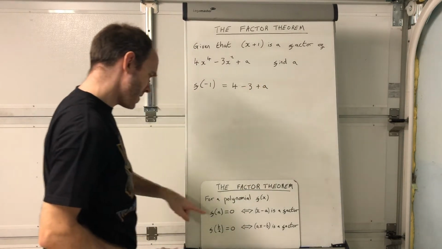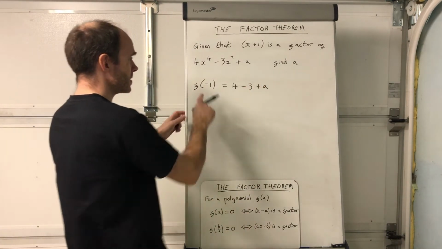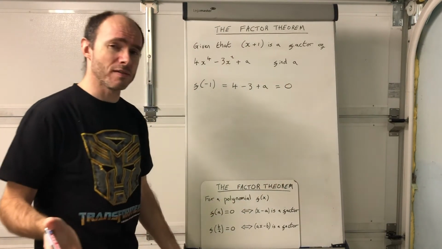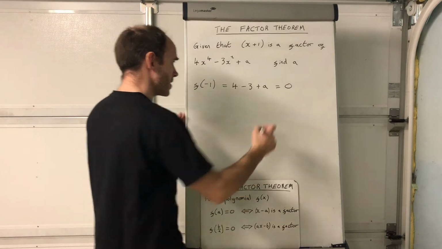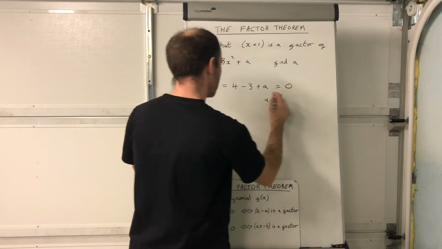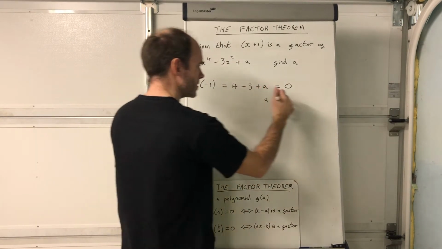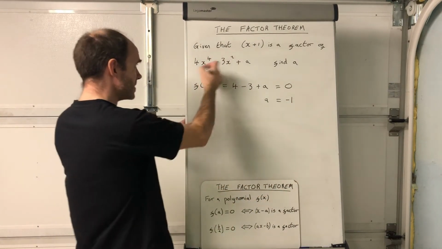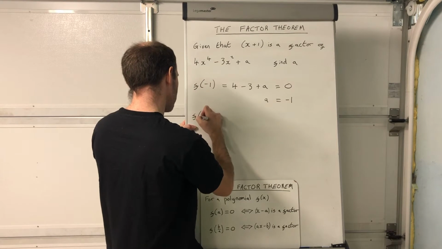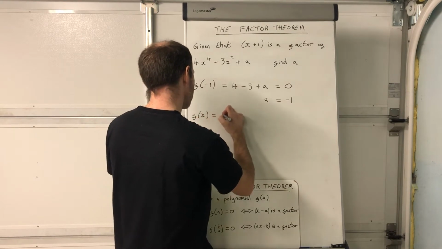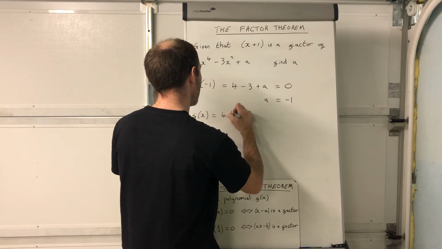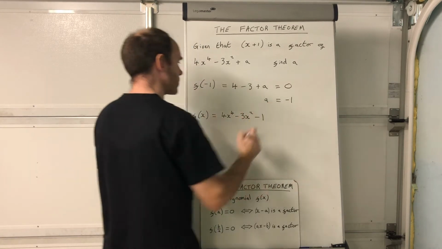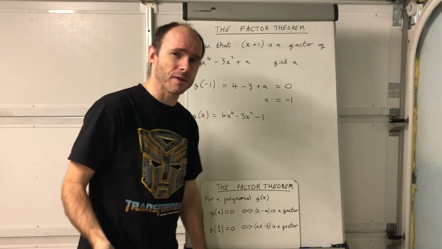Remember, of course, that we want f of negative 1 equal to 0, and that's how we've used the factor theorem with this. So all we have to do is rearrange this. 4 subtract 3 is 1, so a must be negative 1. Okay, and it's done. So our polynomial f of x is 4x to the 4 subtract 3x squared subtract 1. So that's what the polynomial actually is.